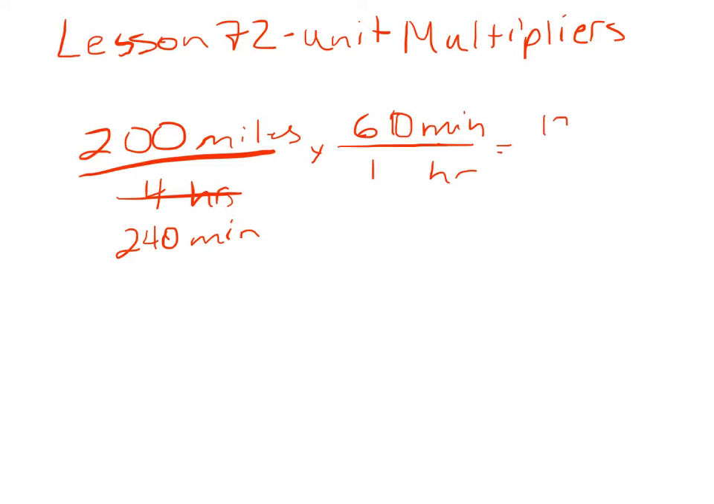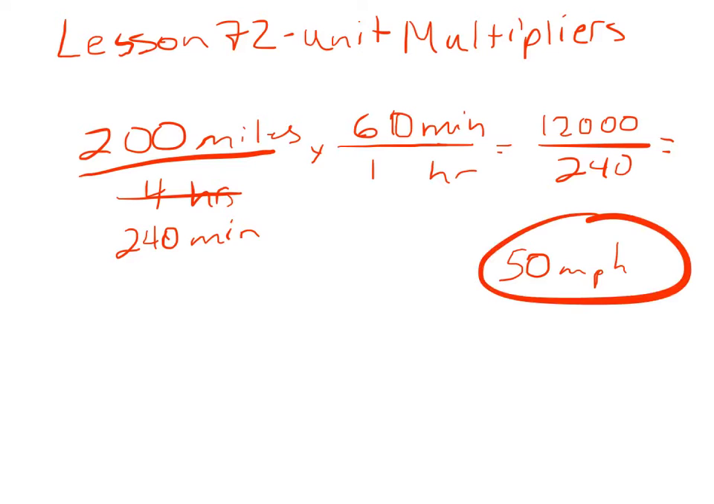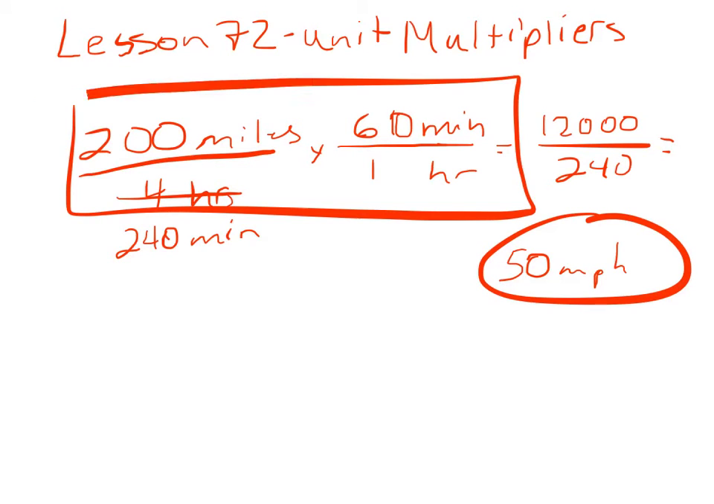So then we have 12,000 divided by 240, and that's going to equal, I'm moving at 50 miles per hour as my answer. So we used 2 units here. Those are 2 unit multipliers. We're going to go on to using more than that.